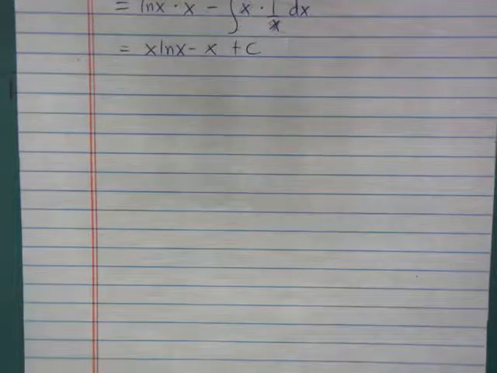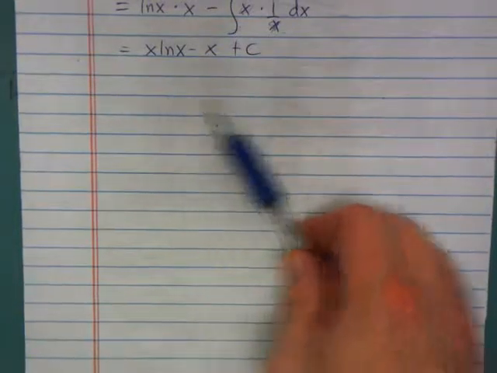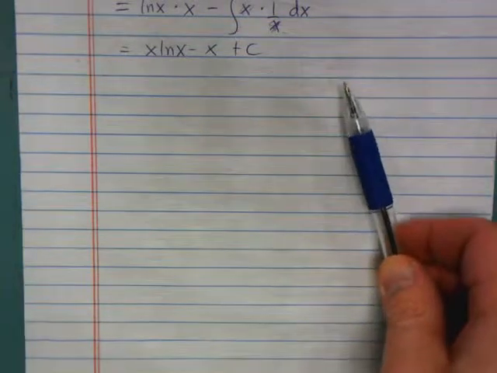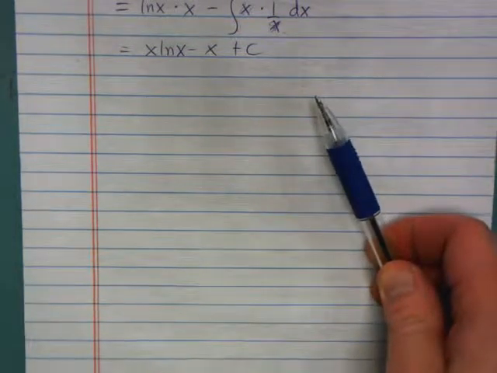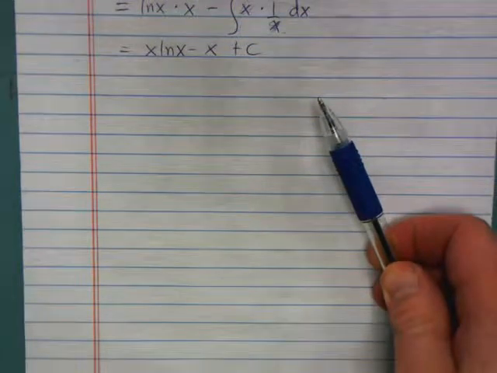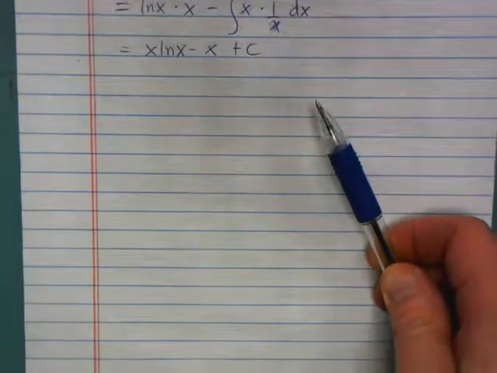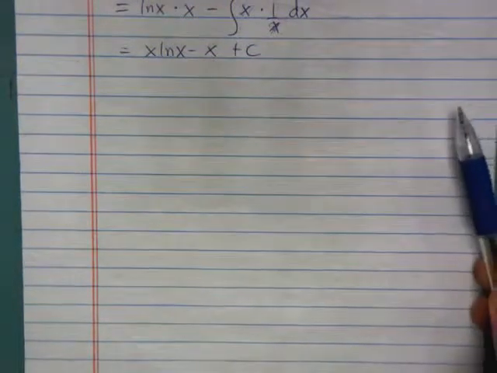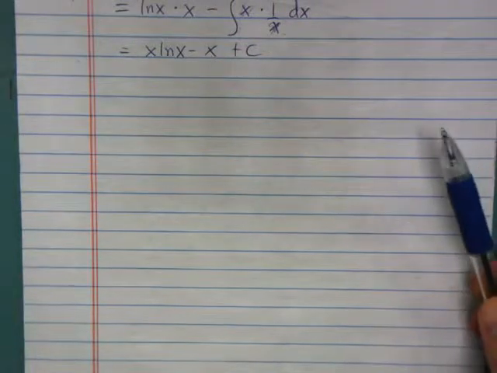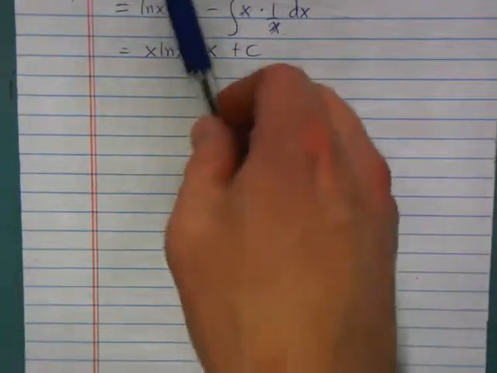The same sort of trick would work. I'm not going to do it, but if I had just the integral of arc sine dx, the same sort of trick would work. You would let u equal arc sine, because it's the only thing there, and then dv would be dx. That's another one you'll see in your book worked out. That's another one that's a lot like this.